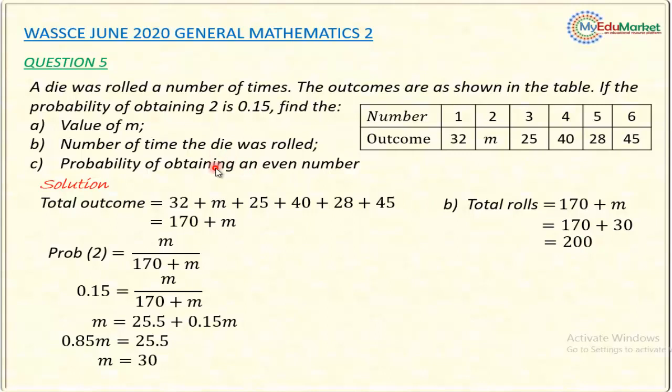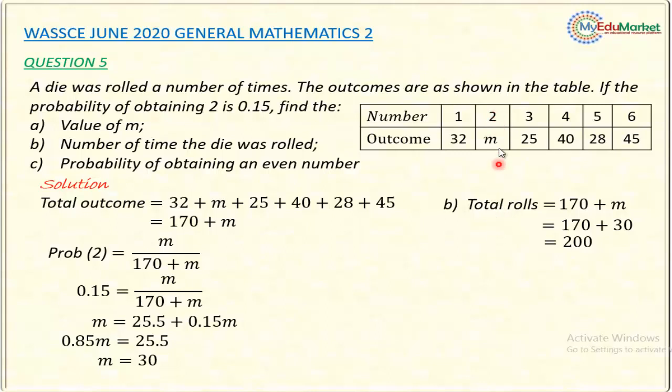Then I'll move to question number C. Question C, we are to find the probability of obtaining an even number. Even numbers from our die, remember, there will be 2, 4, 6. These are the only even numbers, 6, 4, and 2. So the probability of obtaining an even number, that's our die is even. What it displays is an even number.